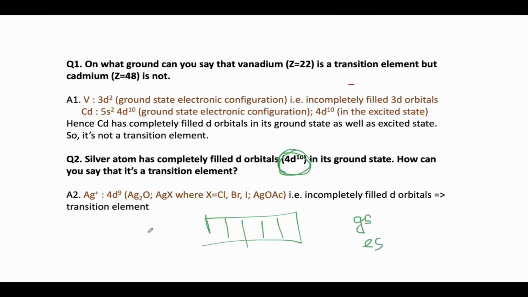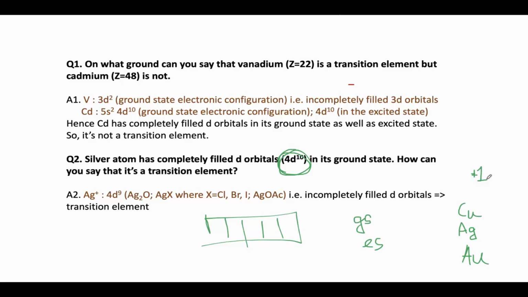Now silver actually lies below copper in the group. So we have copper in the 3d series, silver in the 4d series, and Au, that is gold, in the 5d series. This group shows some oxidation state, and the general oxidation state of this group will be +1.